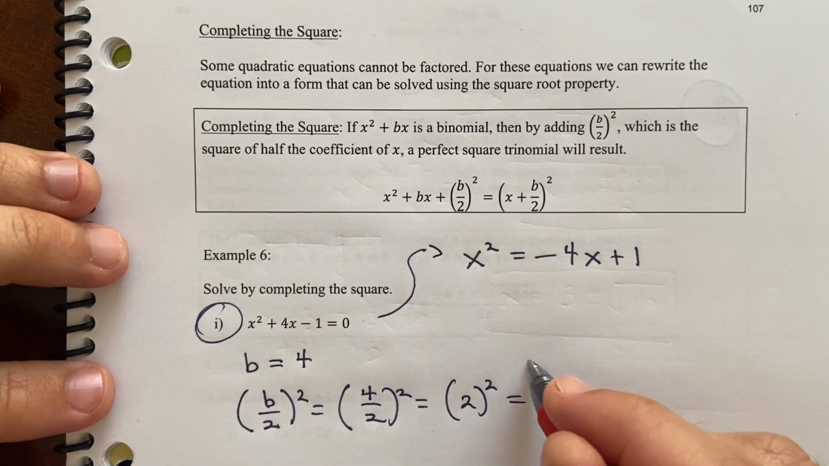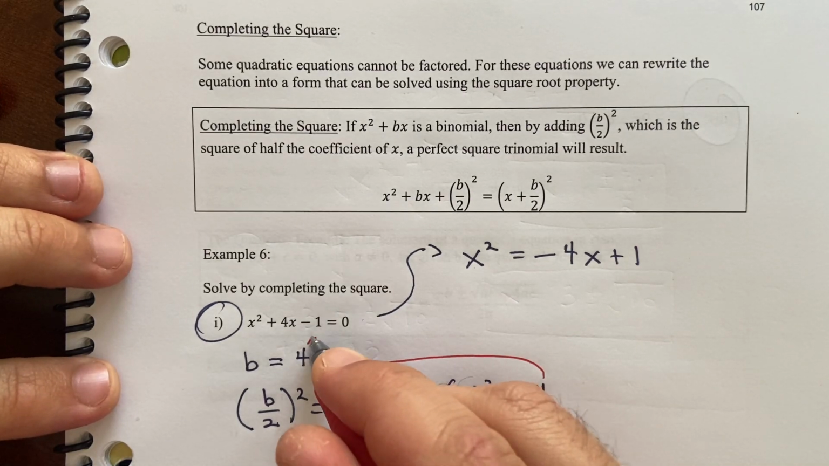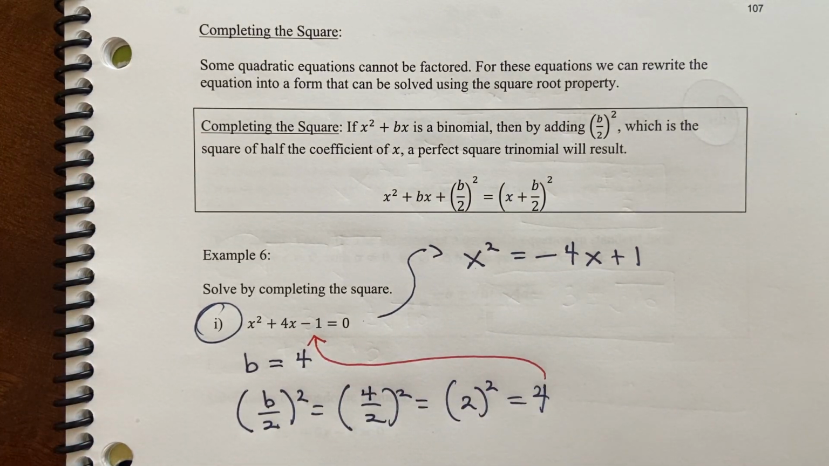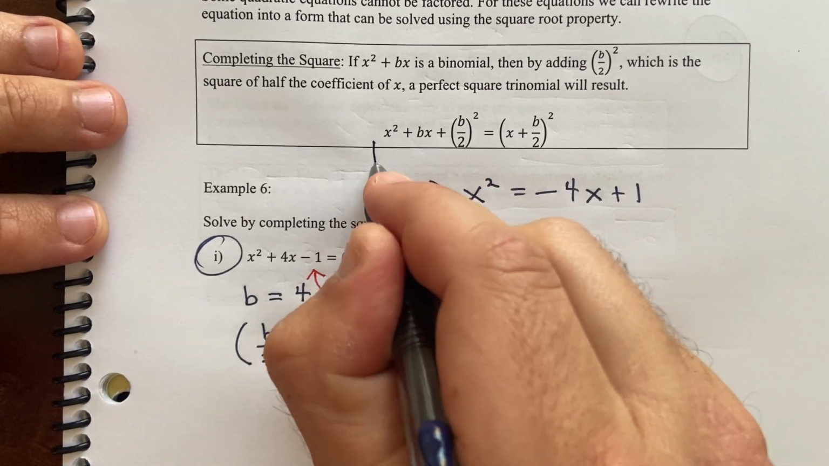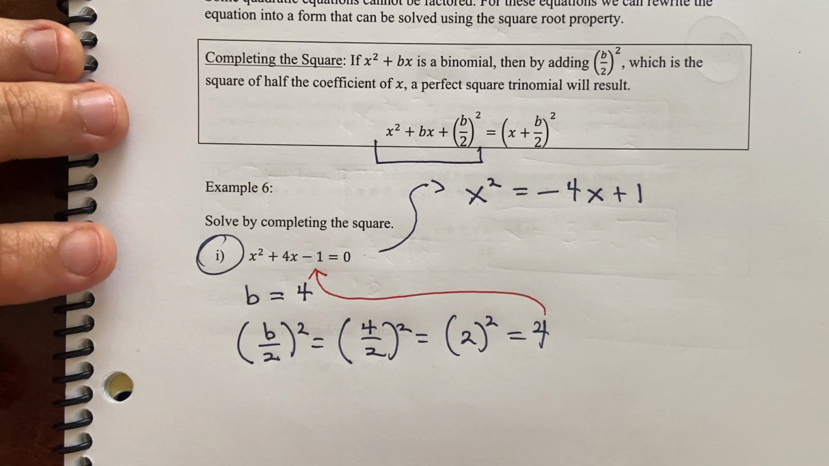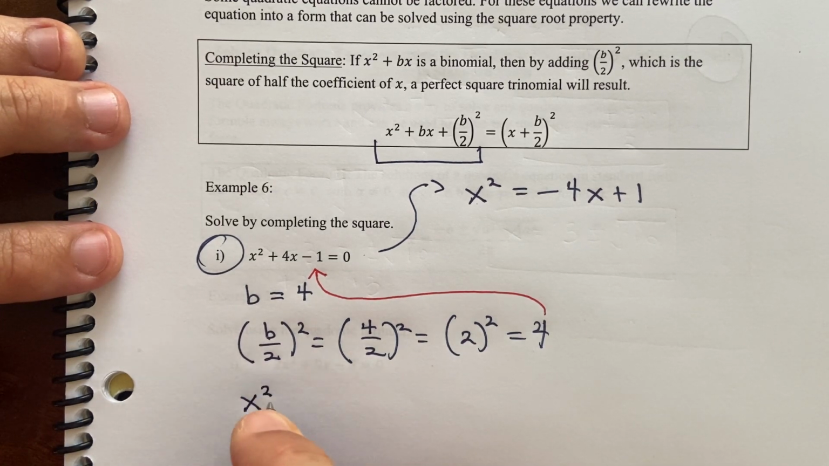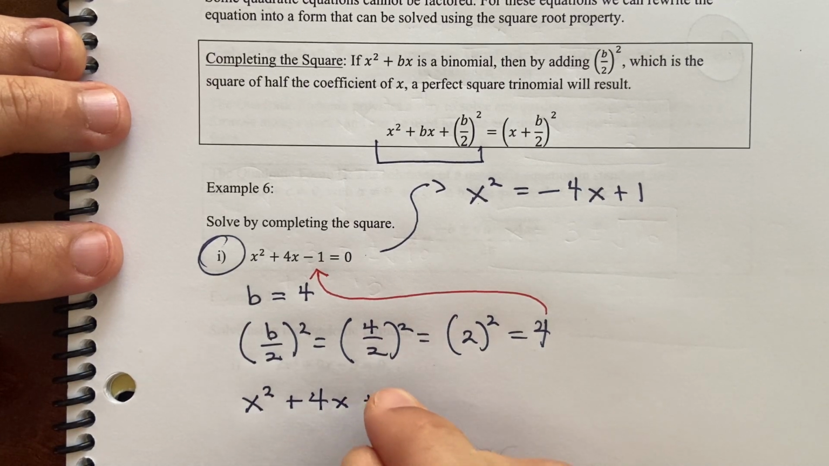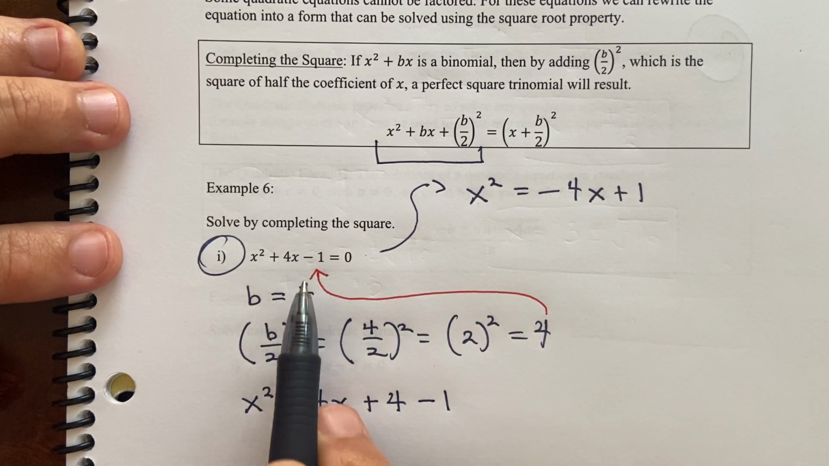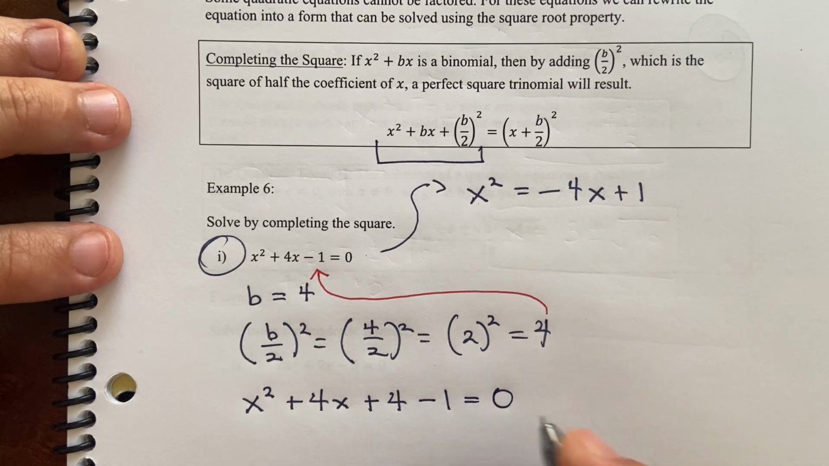So 4 is actually a special number in that way. Half of itself squared is itself. So I will add 4 over there, because that's what this is saying. So I'll add 4, I'll get x squared plus 4x plus 4, and then I'm just scooting that negative 1 kind of out of the way, equals 0.